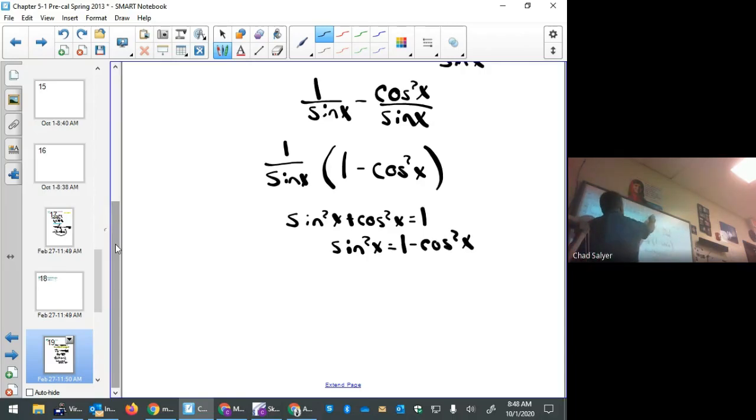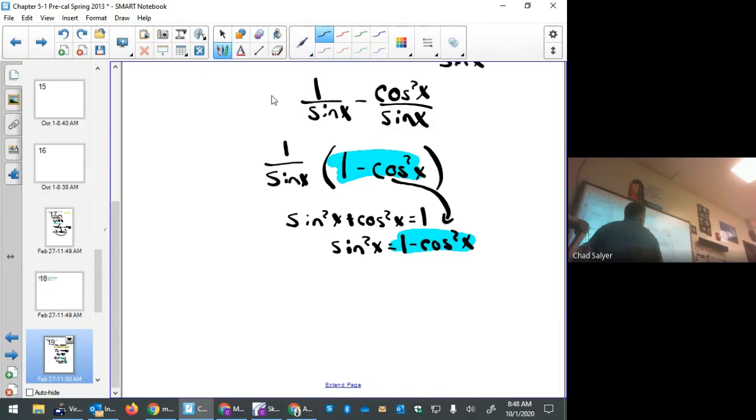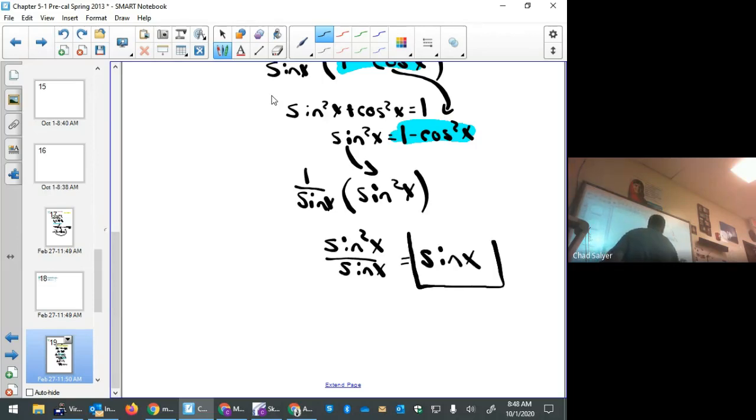If I subtract cosine squared x from each side, I get this. So you see how I can replace this with this. So I have 1 over sine x times sine squared x. And so I have sine squared x over sine x. 1 power of the sine will cancel. And there's my answer, my most simplified answer.